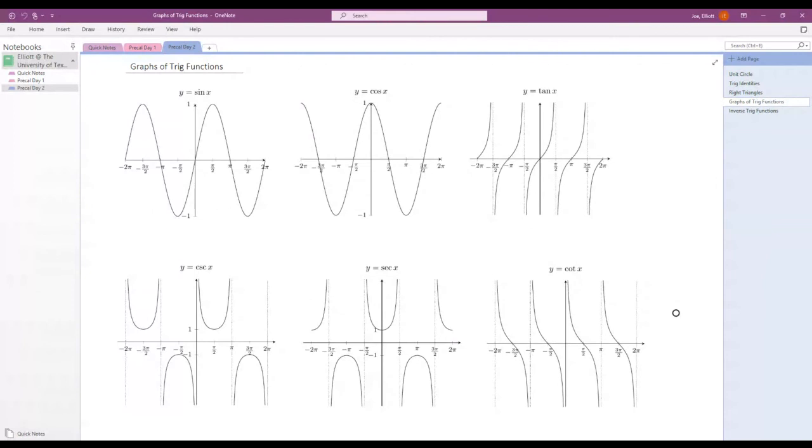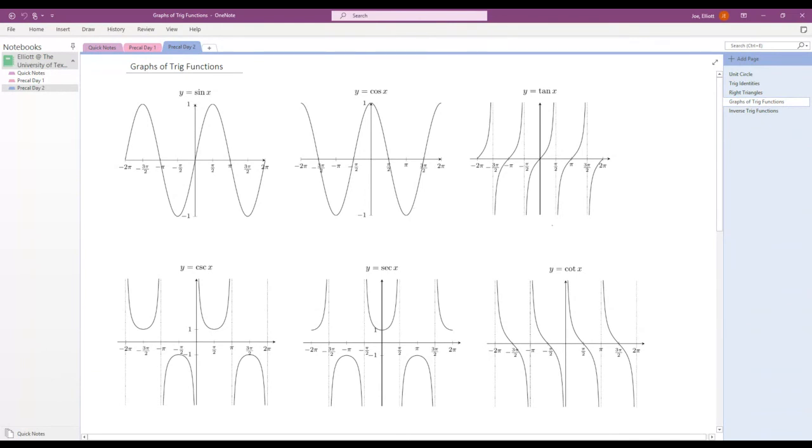Sine and cosine have a periodic wave shape in the graph. Remember, sine starts at the origin, and cosine starts at the top, because sine of 0 is 0, but cosine of 0 is 1. So you can figure out where sine and cosine start based off that.